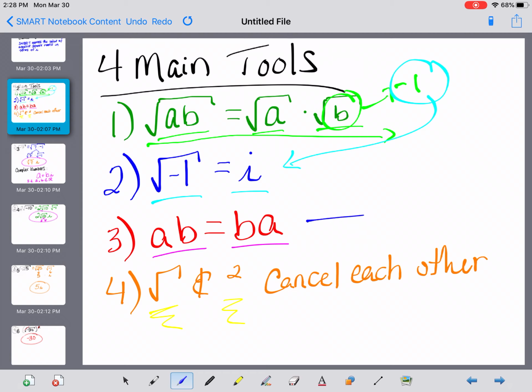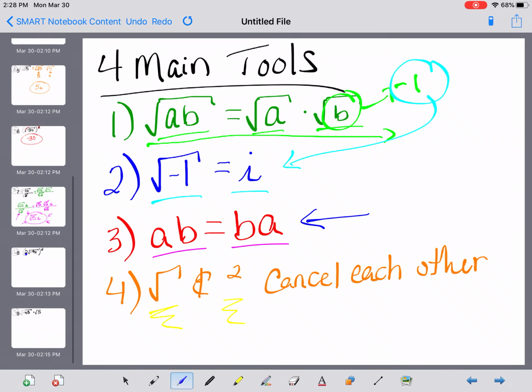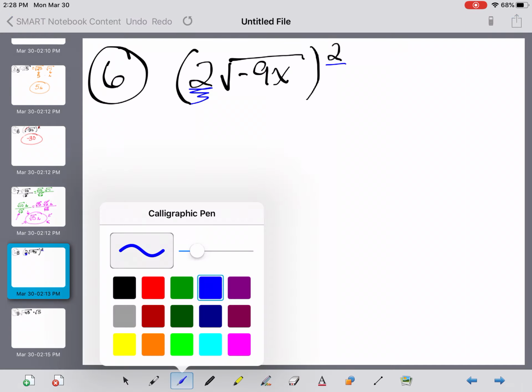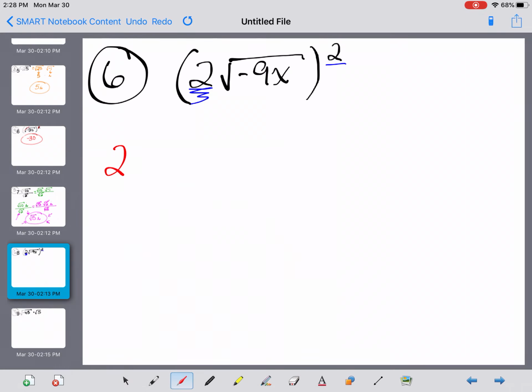Number 3 right here is we can change up the order, so we definitely want to use that to make things easier on our brains. So here we have 2 times the square root of negative 9x all squared. Let's write that out. When we square something, that means it's multiplied by itself. So we have 2 times the square root of negative 9x multiplied by itself.